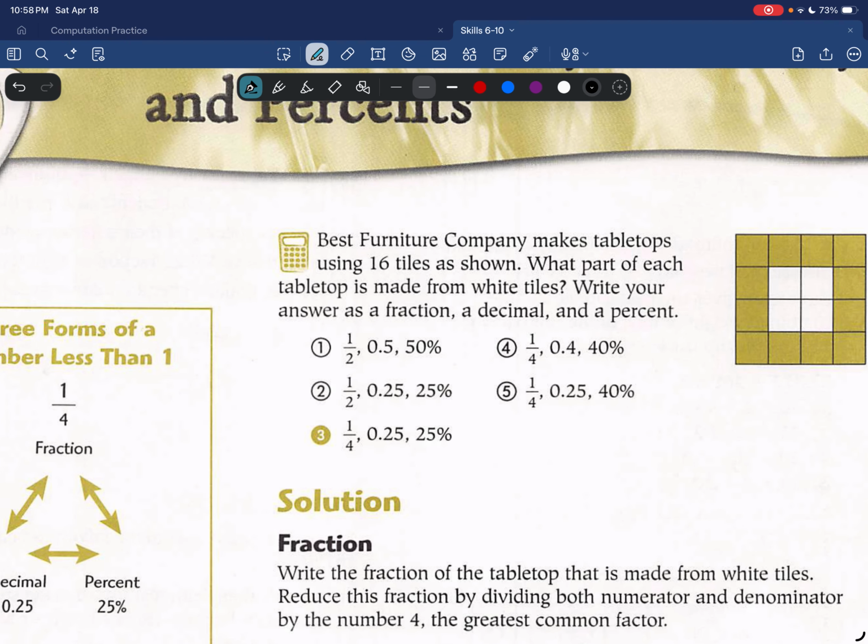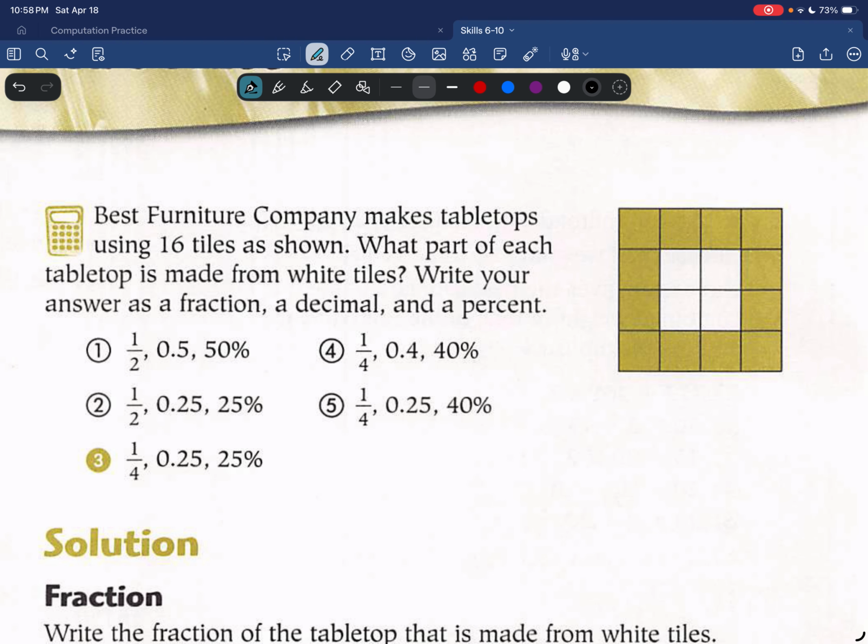All right, we may use a calculator for this practice question. Best Furniture Company makes tabletops using 16 tiles as shown. What part of each tabletop is made from white tiles? Write your answer as a fraction, a decimal, and a percent.